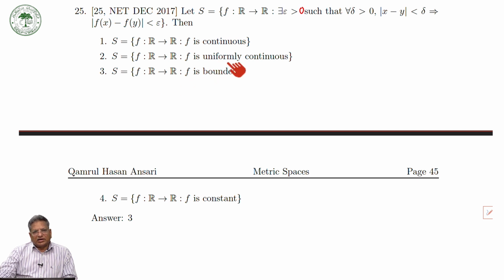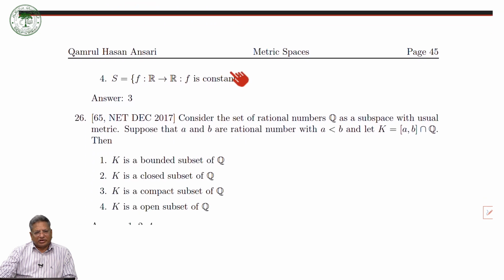Yes, you can say that whatever x and y are, here you see that f of x minus f of y is less than epsilon. So whenever you choose any two points, this difference is less than epsilon. So the function is bounded. So here you can see that f is bounded, but f is constant. This is not true. So only the true one is that the function f is bounded. So the answer is question number 3.